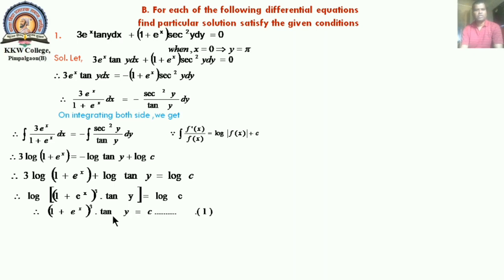Taking anti-log on both sides, you will get (1 plus e raised to x) whole cube into tan y is equal to c. This is the general solution of the given differential equation.